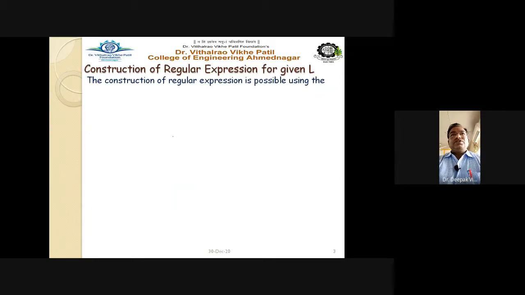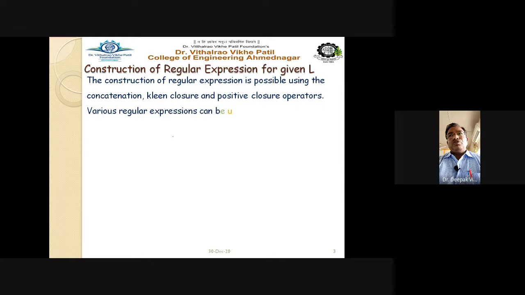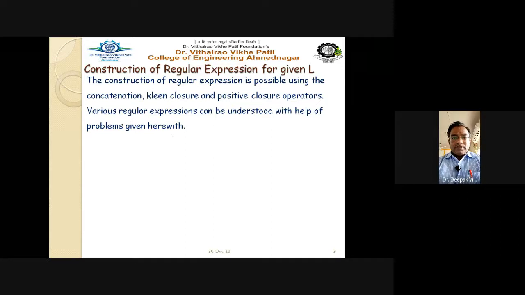Here the construction of regular expression is possible using concatenation, Kleene closure, and positive closure operators, right? So various regular expressions can be understood with the help of the problems given here. We are going to see various problems. There are 15 to 20 problems I have listed here. We will go through them one by one so that it will become clear to you. You will get a complete idea of how to write a regular expression for a given language, right?